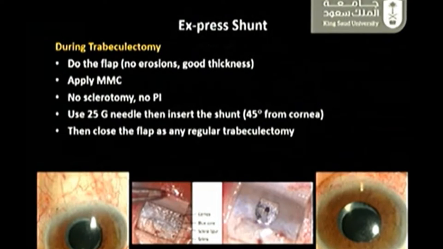After that, you need to close the flap as in any regular trabeculectomy, but the only difference is that you will close it a little bit tighter. You need to insert the shunt very well. Don't allow it to be kinked or beveled. It should be flat on the bed. Why? Why do you need it completely flat? To avoid leak surrounding the shaft itself.